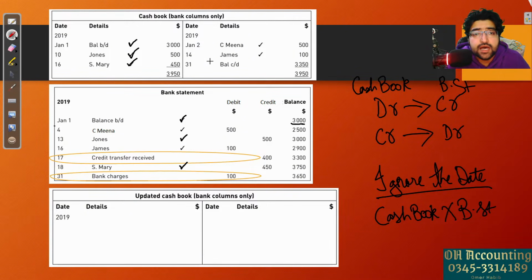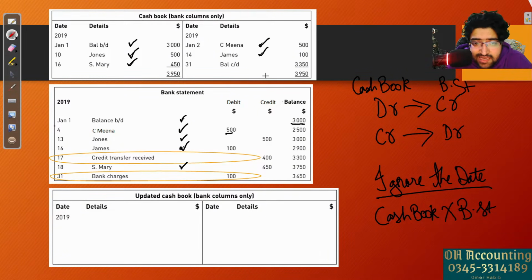Okay. Now, let's look at the credit side of the cash book and compare it with the debit side of the bank statement. C. Meena 500. So is it there on the debit side of the bank statement? Yes, it's there. Debit side 500. So we can take both. James on the credit side 100. So it should be on the debit side of the bank statement. Yes, it's there. So take this, take this. Okay. And then balance the cash book.